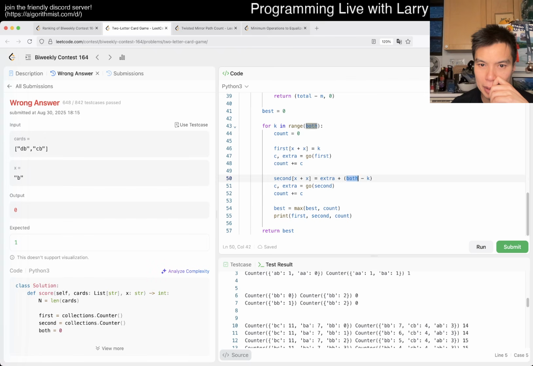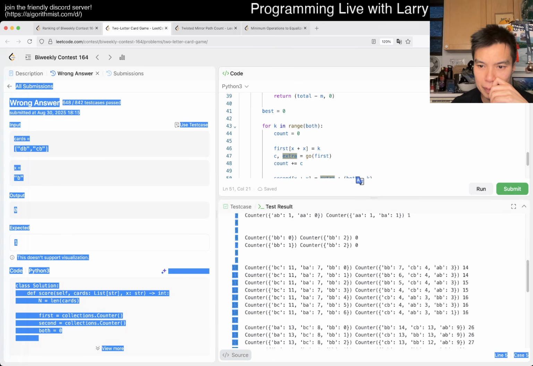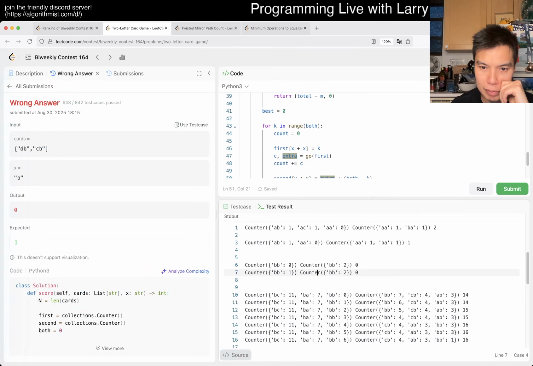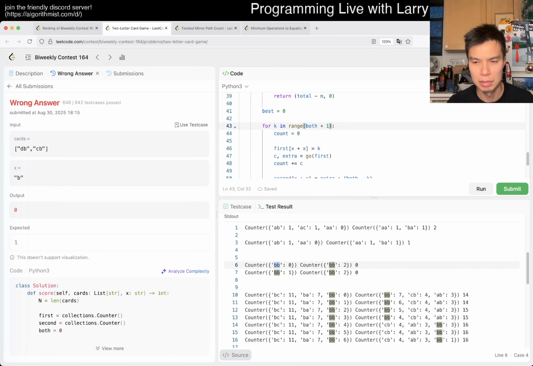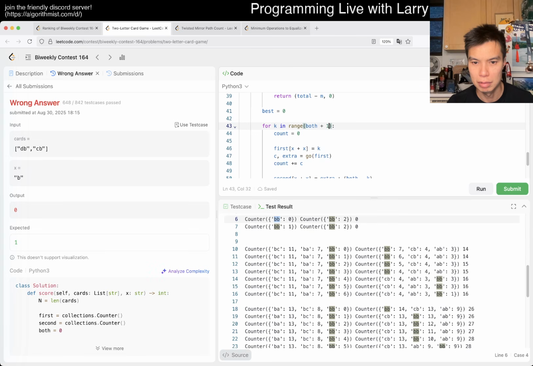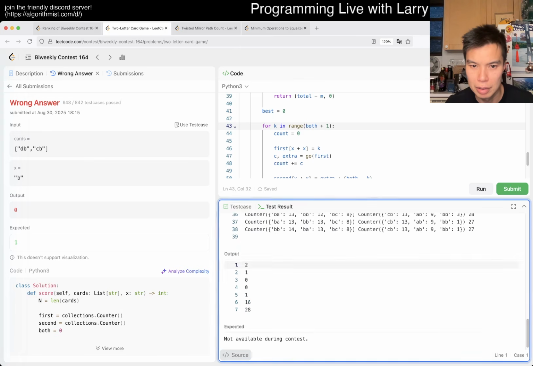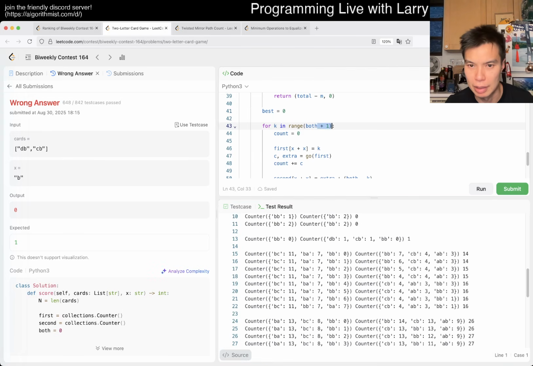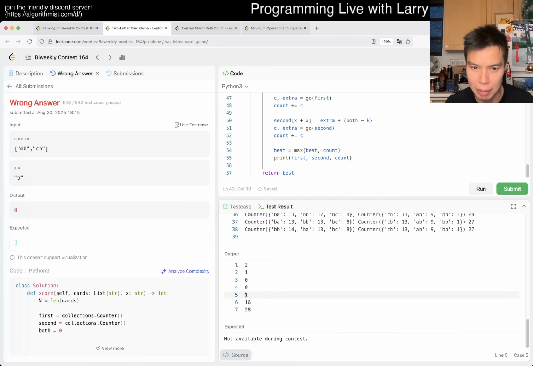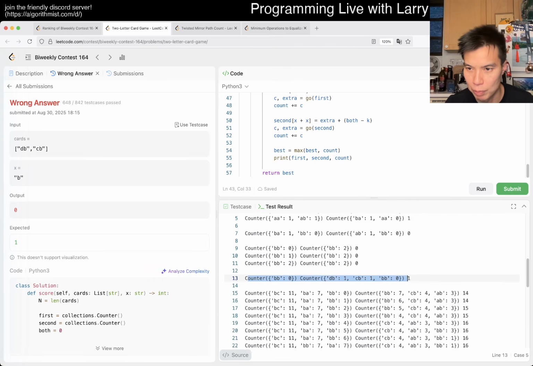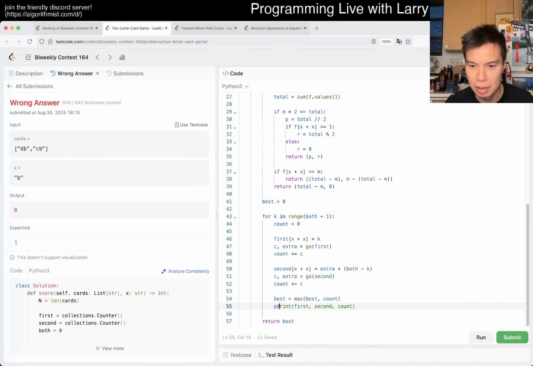Extra plus both minus k, we give k, and then this one, right? Count 0, 0, C extra. This extra doesn't do anything. Why? Oh, I have to do a plus 1. Wait, am I just looking at the wrong thing? I don't get it. We do need a plus 1 though. That was actually just wrong. Okay, that did come back. Oh, we just never even print the for loop because I never give it to the second side. Okay.